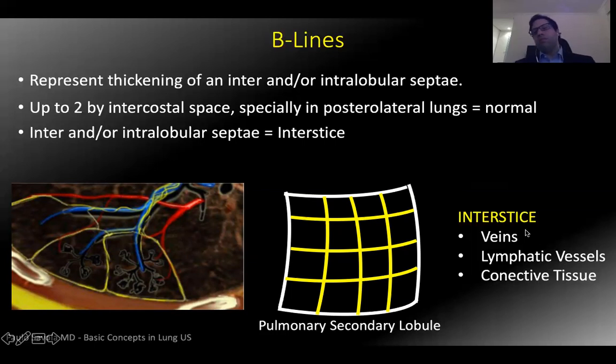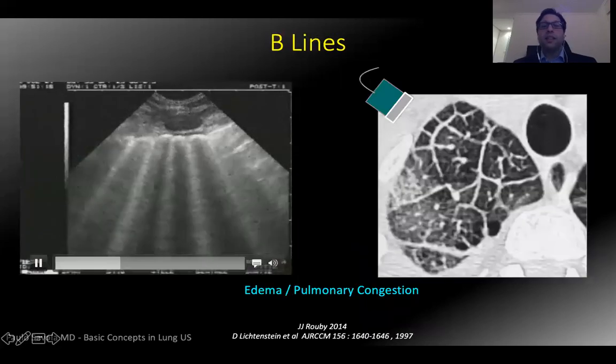So if you have a condition that affects veins, lymphatic vessels, or connective tissue, you have your septa thickened, and then you have the B lines, only if it is in the periphery of the lung, okay? One or two by intercostal space we consider normal. More than that we consider not normal, okay? So let's see some examples here, okay?